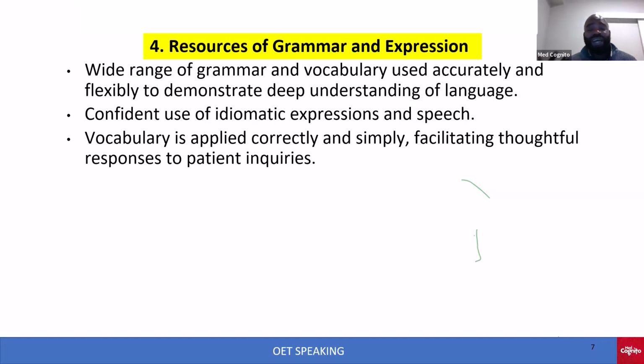If you are using an idiomatic expression, like "it rained cats and dogs," you would have to use it correctly in the right context. You would have to use it appropriately, not in a wrong manner. And so this is something that you are going to be evaluated on.